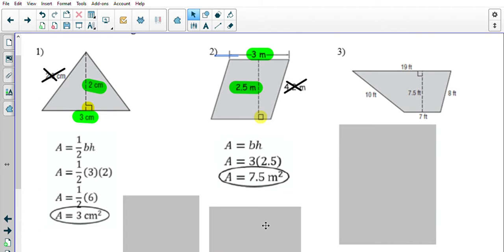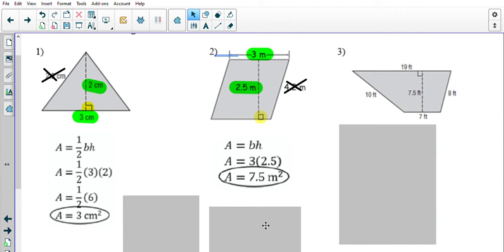And I apologize, it's a little blurry. Again, this is from some of my old stuff that I created. I didn't want to reinvent the wheel and retype all of this. So whatever I used last year, copying from multiple places, made it a little blurry, so my apologies on that. But we get an area of 7.5 meters squared.